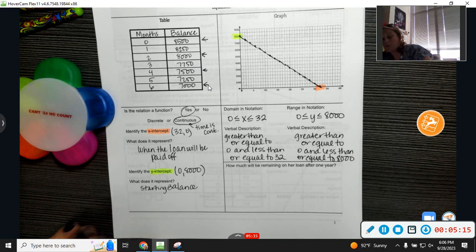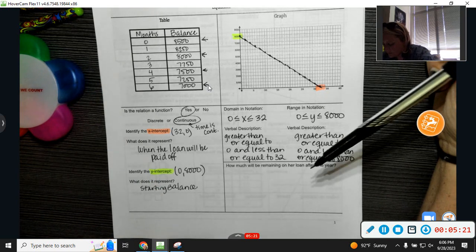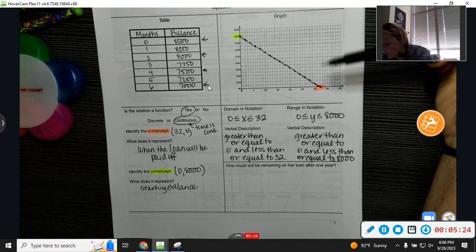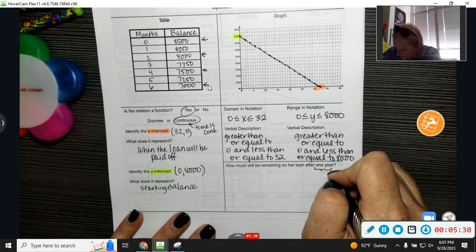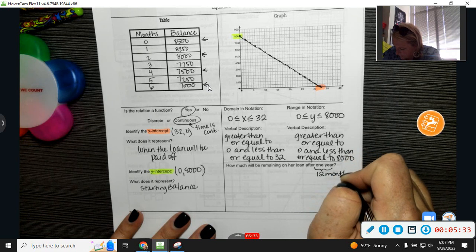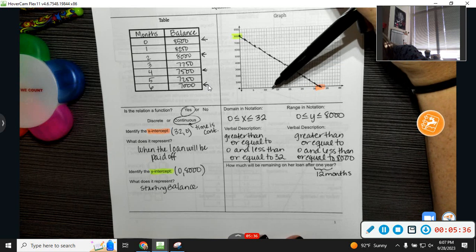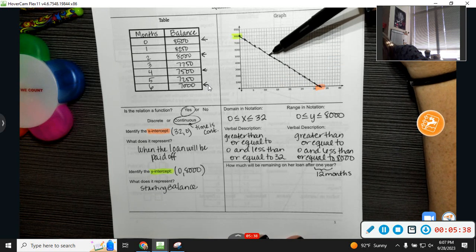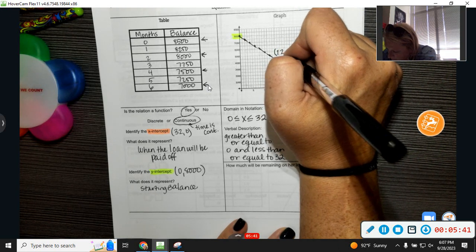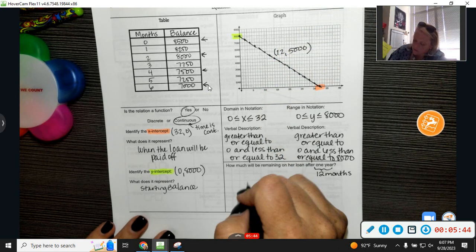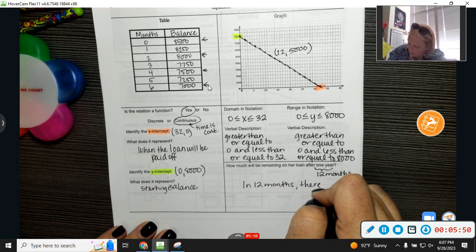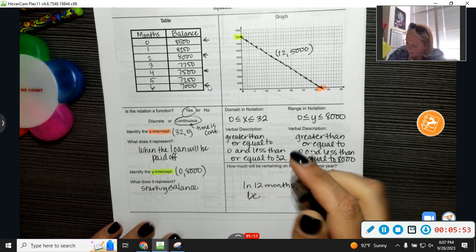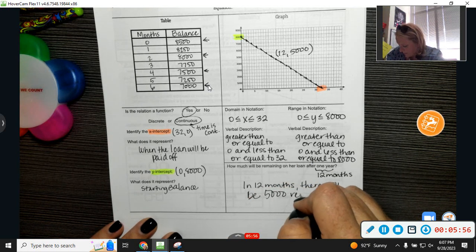And then lastly, the question, and most of this is going to be done in class, in your groups. You're going to turn and talk about it at your group tables. It says, how much will be remaining on her loan after 1 year? One year is the same as 12 months. So we can go to our graph, and this point right here is 12, 5,000. That means in 12 months, there will be $5,000 remaining.